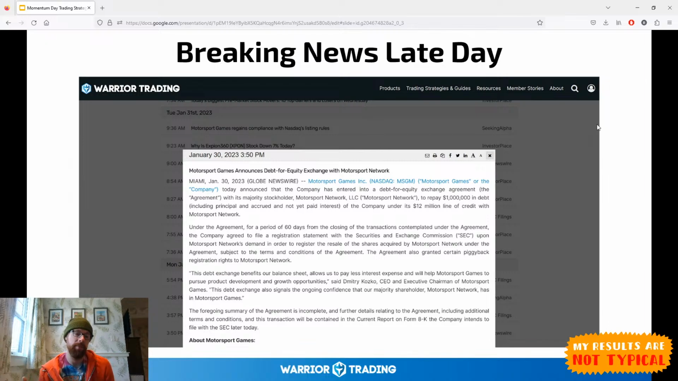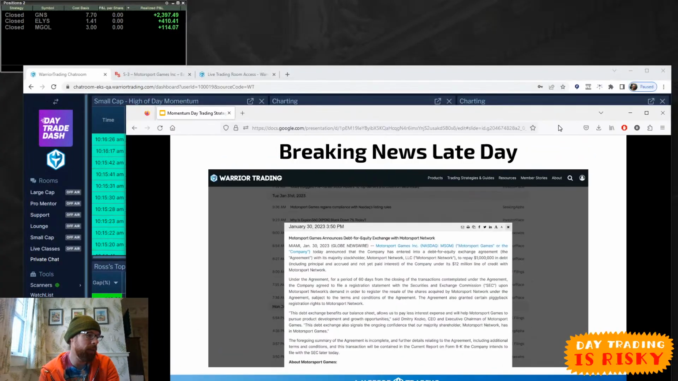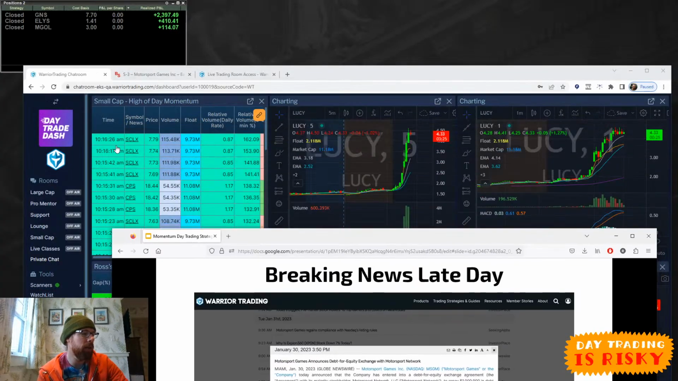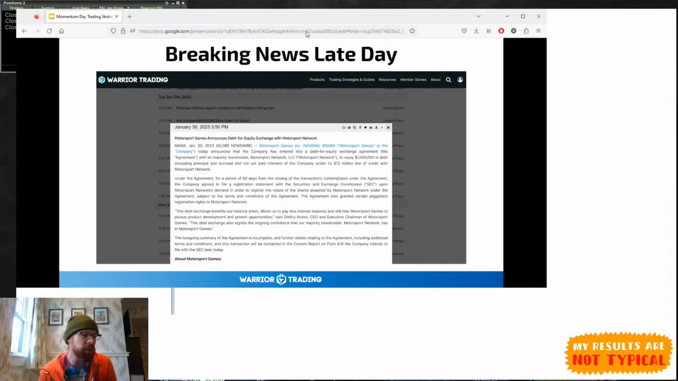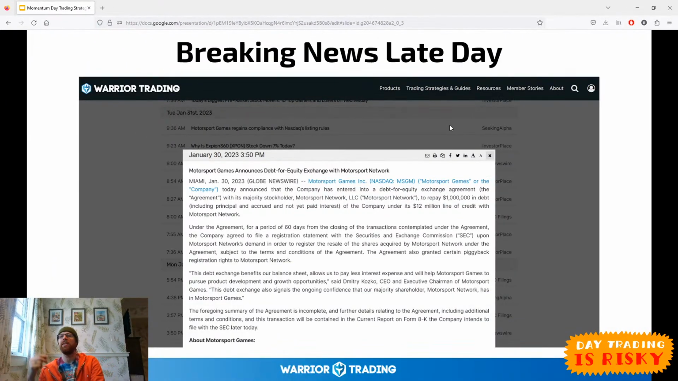That's the first thing. All right, so that's the tool that I'm using, and those are the scanners that I showed you back here. So I'm using these scanners right here. So SCLX is hitting a scanner right now. So I would have first found MGSM on a scanner as it was squeezing up. And then the first thing I do is I check to see what's the news.